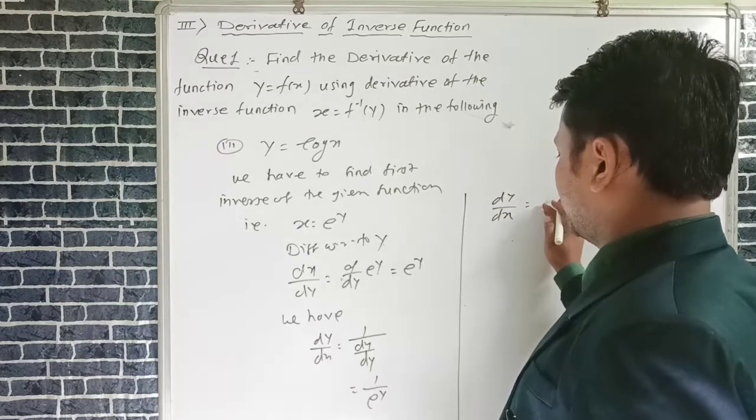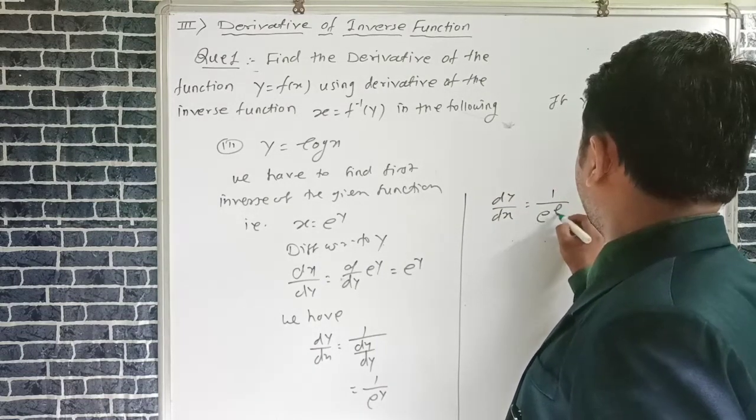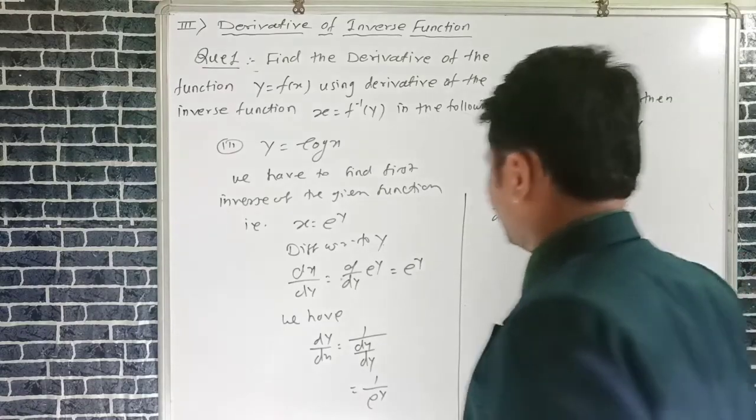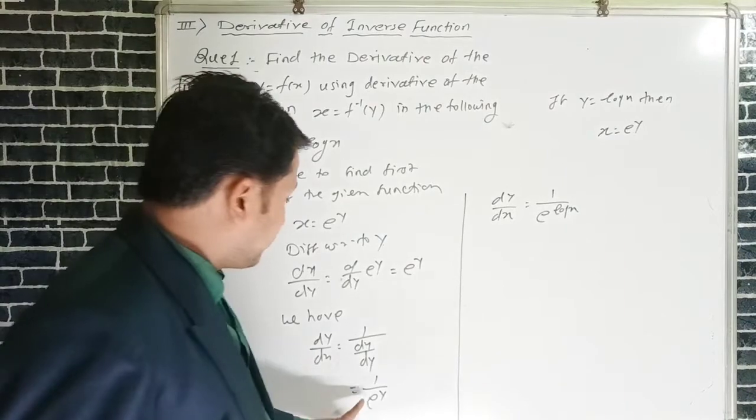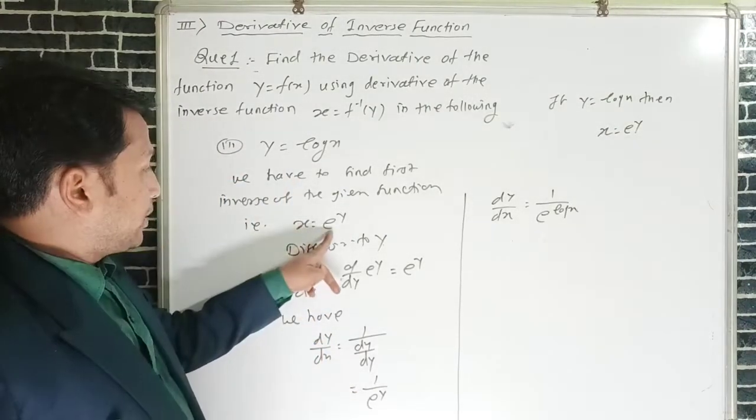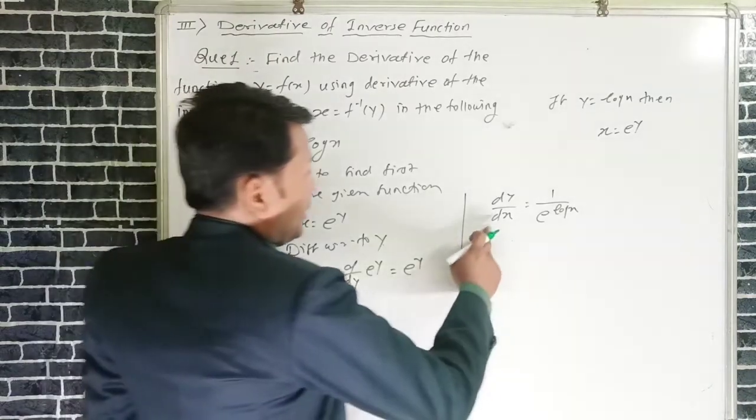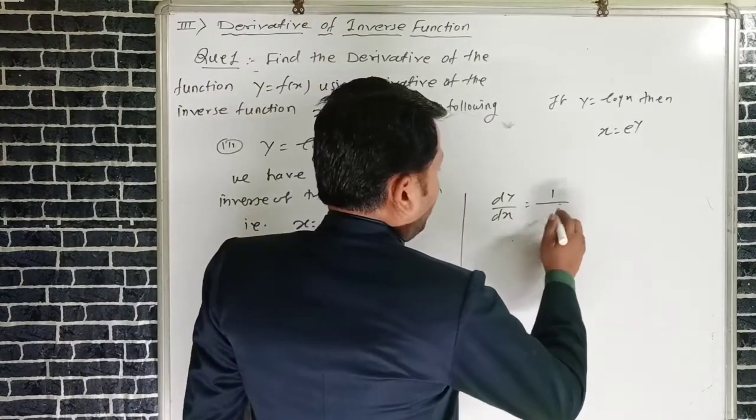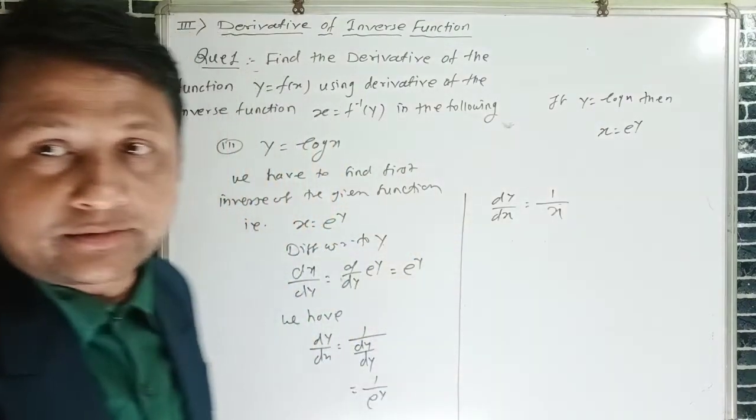1 upon e raised to the power log x. Sorry, the value of e to the power log x is x. Hence, we can write directly dy upon dx is equal to 1 by x, which is the required derivative of y, dy upon dx.